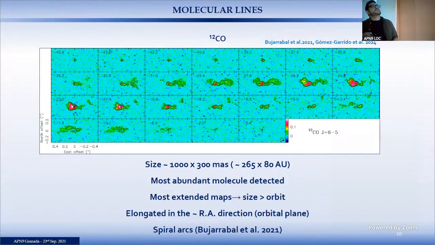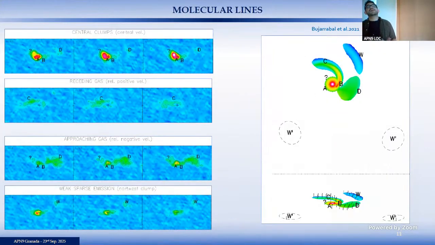so also the most extended structure, with size of 13 arcseconds in the right ascension direction and declination. Remember that the orbit is very close to the line of sight, so probably this emission is coincident with the right ascension due to that. Bujarrabal and colleagues in 2021 modeled this emission and they identified that probably most of the components identified, for example, in many velocity channels are forming spiral arcs in the orbital plane.